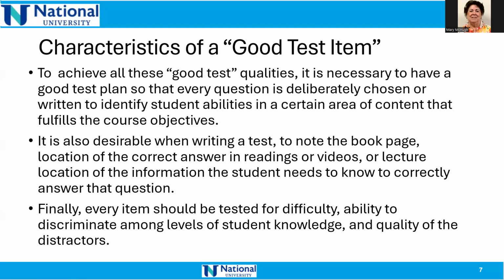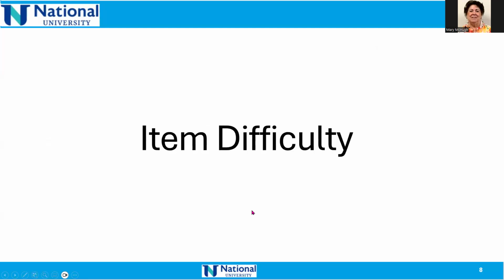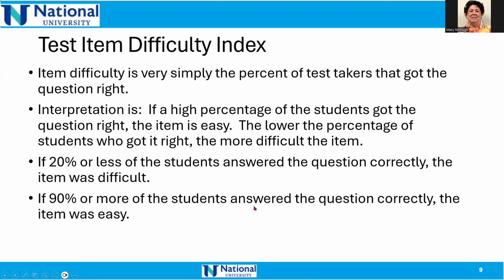You'll then be able to pull out the textbook or the videos or readings or your lecture notes where the correct information was given. And students do tend to feel better if they know they genuinely got it wrong and there's evidence for that incorrectness. Finally, every item should be tested for difficulty, ability to discriminate among levels of student knowledge, and quality of the distractors.